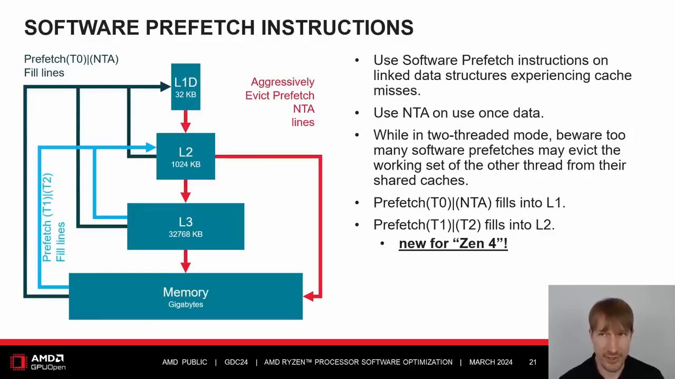Use software prefetch instructions on linked data structures experiencing cache misses. Use NTA on use-once data. While in two-threaded mode, beware too many software prefetches may evict the working set of the other thread from their shared L1 data and L2 caches. Prefetch T0 and NTA fill into the L1 data cache. Prefetch T1 and T2 fill into the L2 cache, a new feature for Zen 4. For previous generations of Zen processors, prefetch T1 and T2 filled into the L1 data cache. Cache details, including ways, associativity, inclusion policy, and write policy, are described in the AMD software optimization guides.